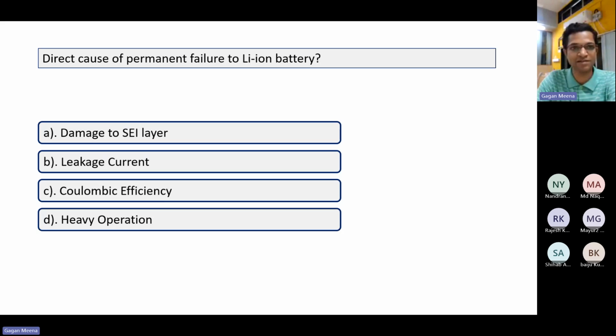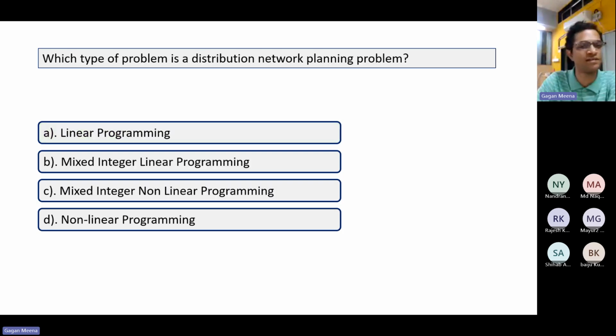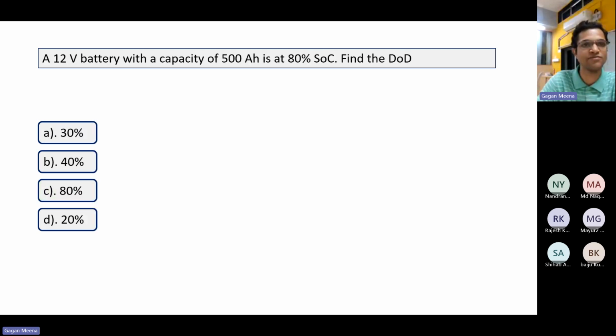Then, I think this is the last question. Direct cause of permanent failure to lithium-ion batteries due to damage to SEI level. So this is one more. Which type of problem is a distribution network planning problem? This also we have not discussed, right? But do you have any idea? Mixed integer linear planning. Correct.